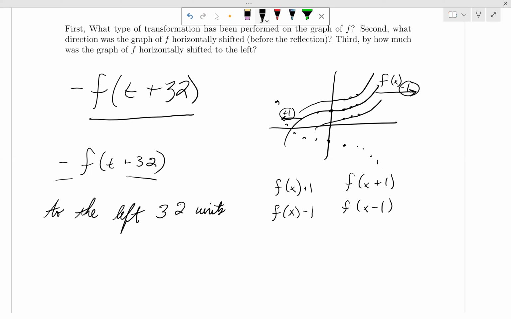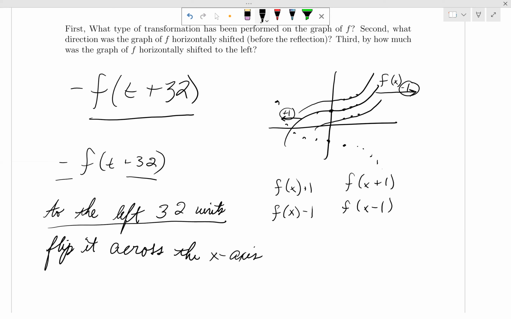So it's like if you took from the x-axis and you just flipped it. So we're going to flip it across the x-axis. So we have this plus 32, which tells us we're moving it to the left 32 units, and then we're going to flip it across the x-axis.